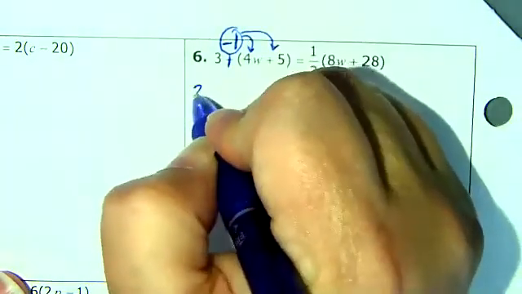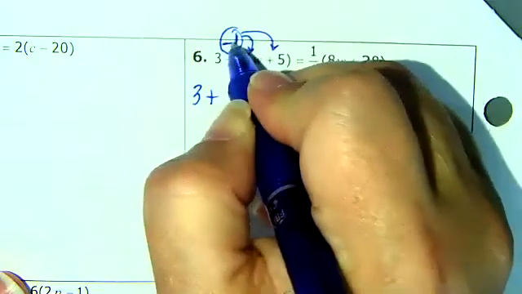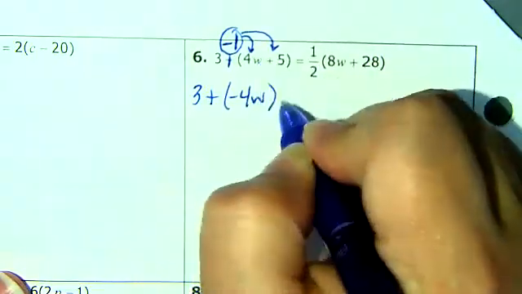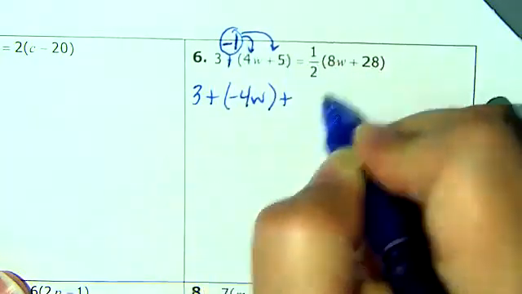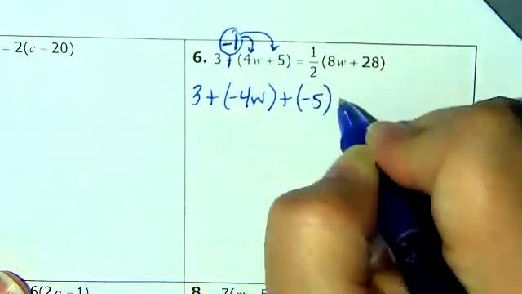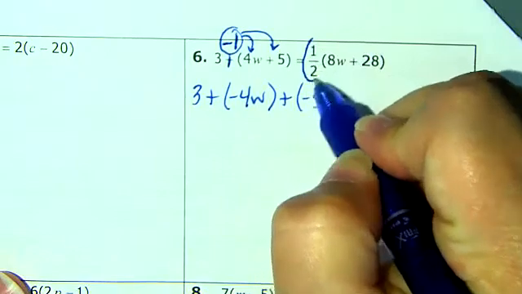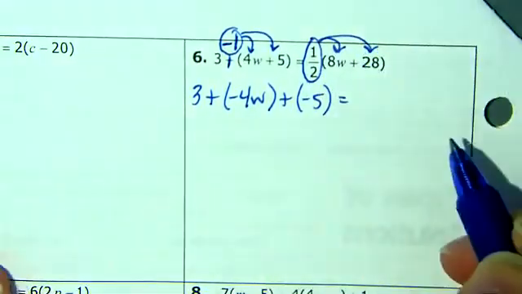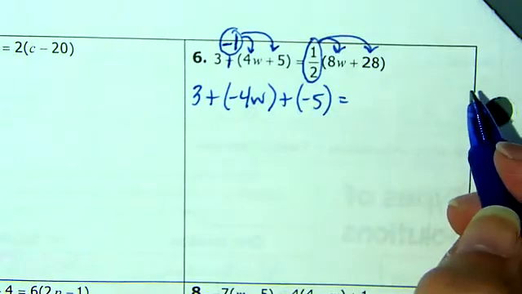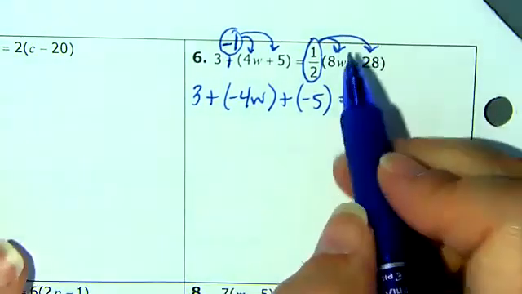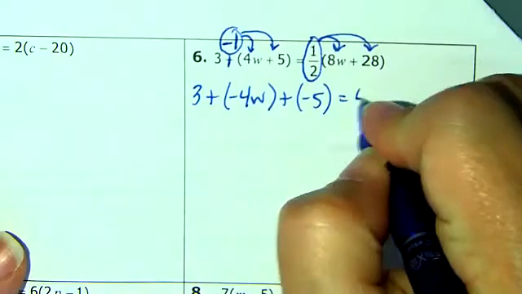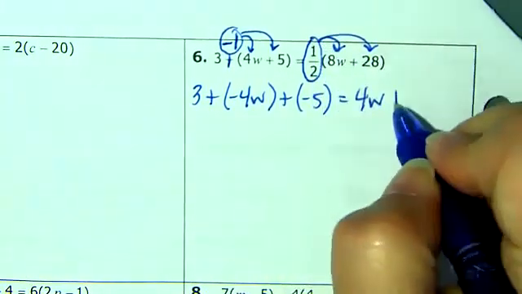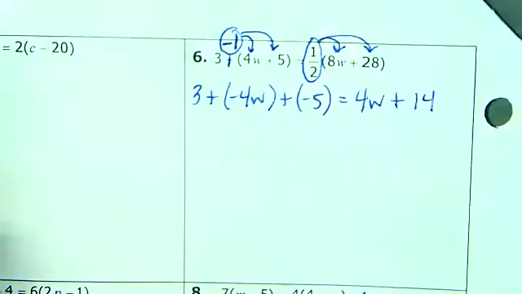So I'm going to have 3 plus -1 times 4w, that's -4w, plus -1 times 5, which gives me a -5, equals, and now I'm going to take the 1/2 and distribute it to everything inside of here, which when I multiply times 1/2, that's the same as dividing by 2. So I'm going to have 8w divided by 2, which gives me 4w. Half of 28 is going to be 14.